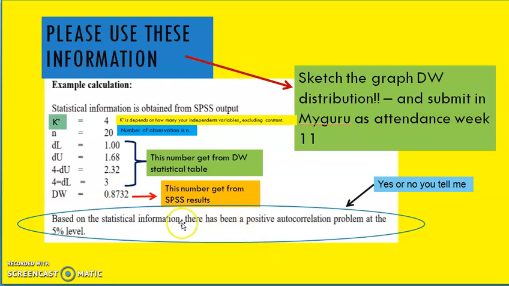So you have to identify whether the conclusion given here is yes or no. You tell me whether it's correct or wrong. And make sure you use the table at 5%.